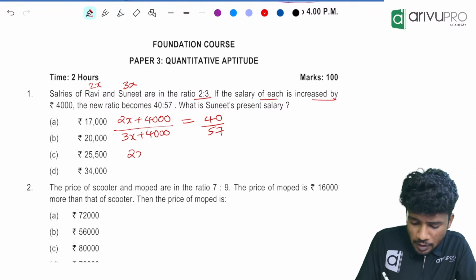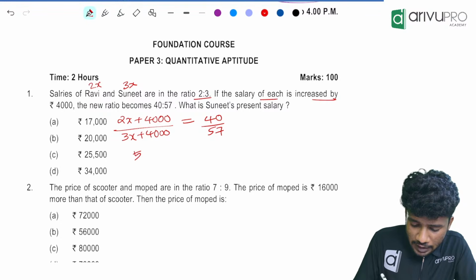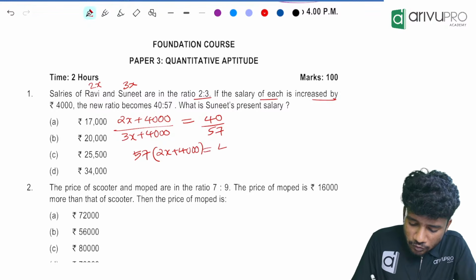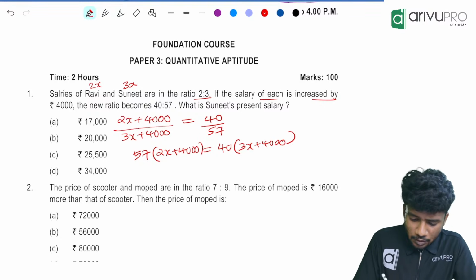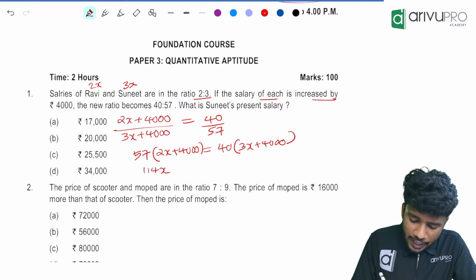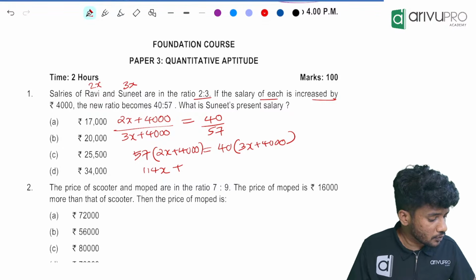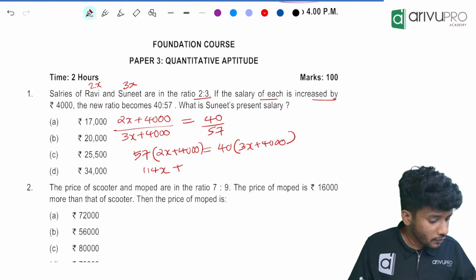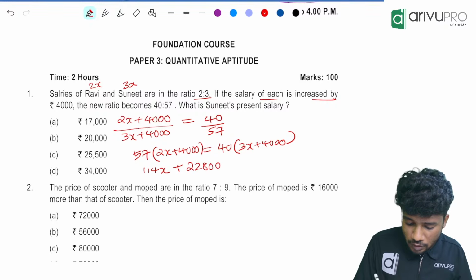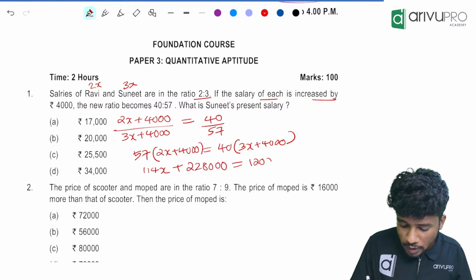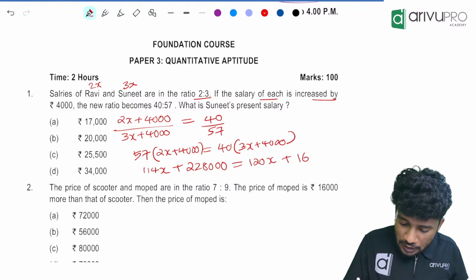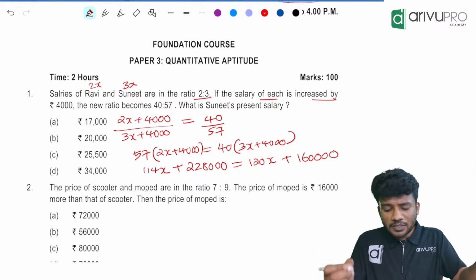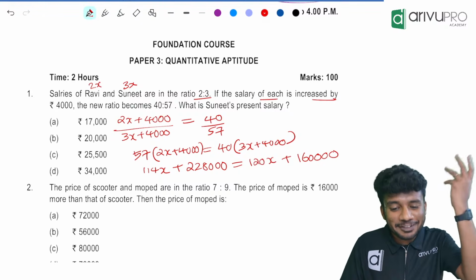Now what you can do is just cross multiply. Cross multiplying means 57 into (2x + 4,000) is equal to 40 into (3x + 4,000). Now open the bracket, it will become 114x plus 57 into 4,000. 57 into 4 will give you 228, so 228,000, which is equal to 120x plus 40 into 4,000, which will become 160,000. Okay, from this we need to solve the value of x.